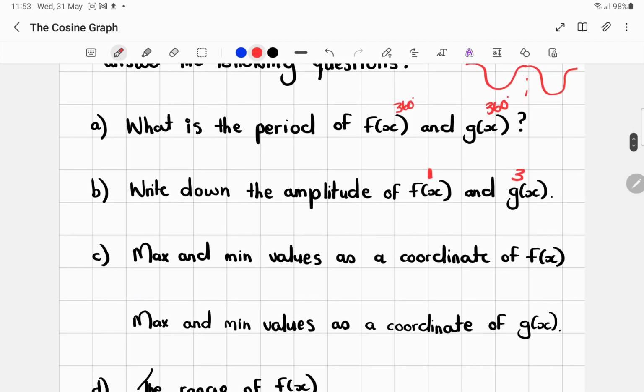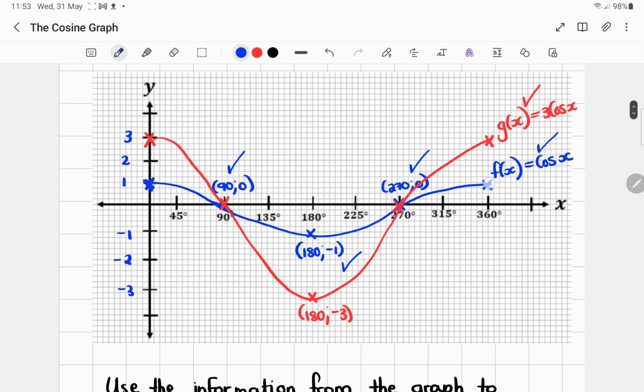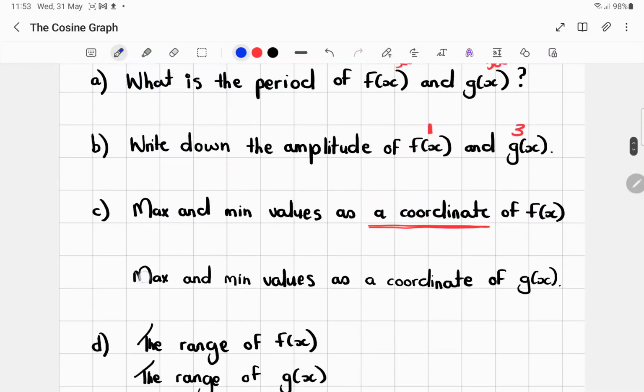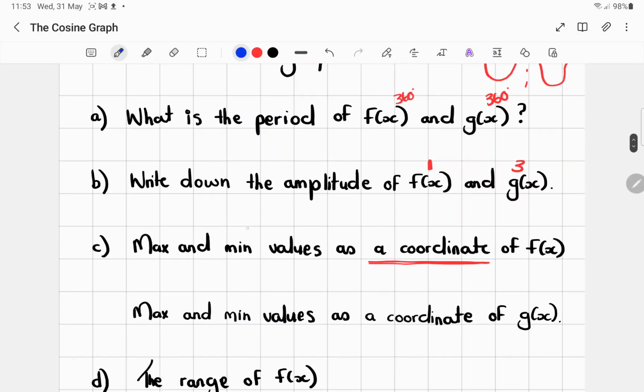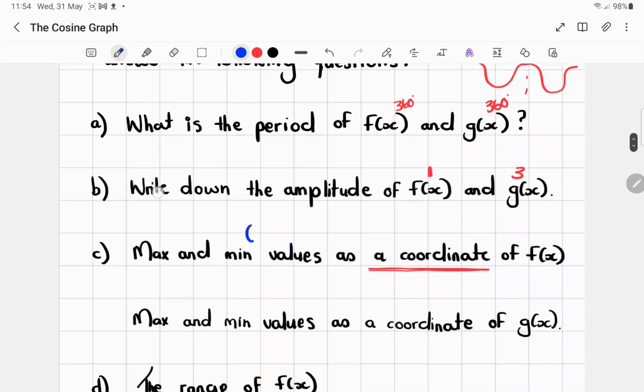What is the maximum and the minimum values as a coordinate? So very important. Sometimes they ask you to write it as a coordinate of f of x. So f of x is the blue graph. Let's answer it in blue. What is the maximum value? The maximum value there is (0; 1), although the cosine has 2 maximum values. So can you see the tippy top is over there and over there? All right, so let's have a look. Let's just ask the minimum value. The minimum value as a coordinate would be there, (180; -1).